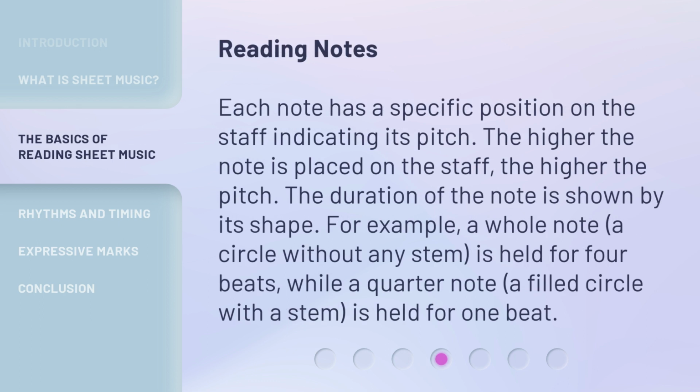Reading notes. Each note has a specific position on the staff indicating its pitch. The higher the note is placed on the staff, the higher the pitch. The duration of the note is shown by its shape. For example, a whole note, a circle without any stem, is held for 4 beats, while a quarter note, a filled circle with a stem, is held for 1 beat.